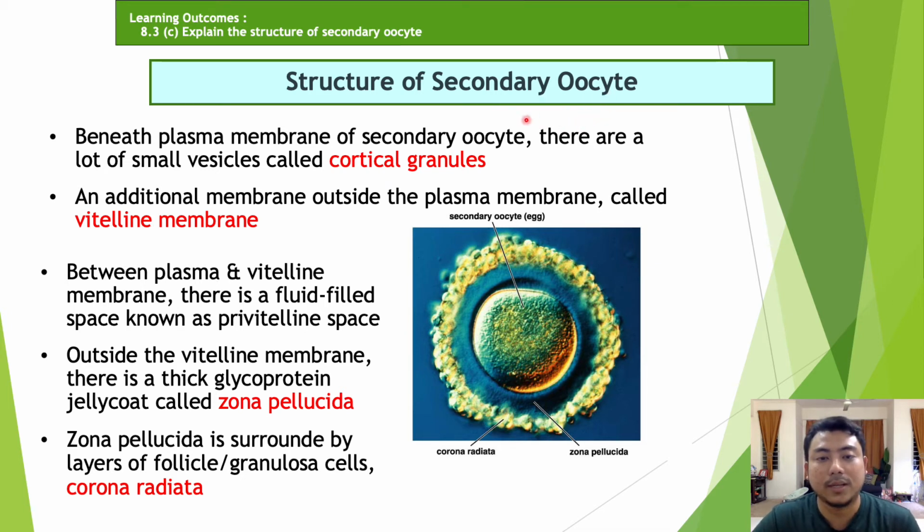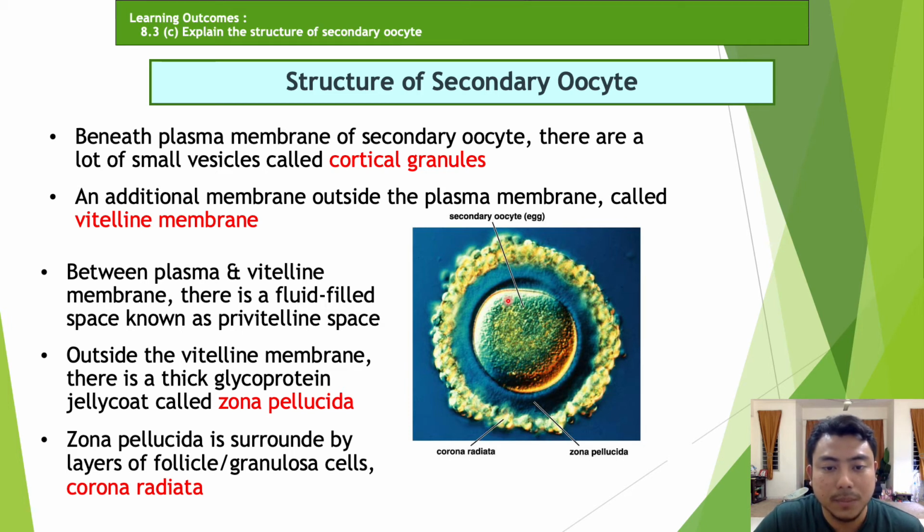Okay, so now you understand what a secondary oocyte is. Now let's look at the structure, and later we get to study oogenesis. Oogenesis means the production of this oocyte. Beneath the plasma membrane of the secondary oocyte, there are lots of small vesicles called cortical granules. In this diagram, it does not show directly, but what I can tell you is that this is the secondary oocyte, the one that I'm circling now. The one that I'm directly pointing at the moment is the plasma membrane.